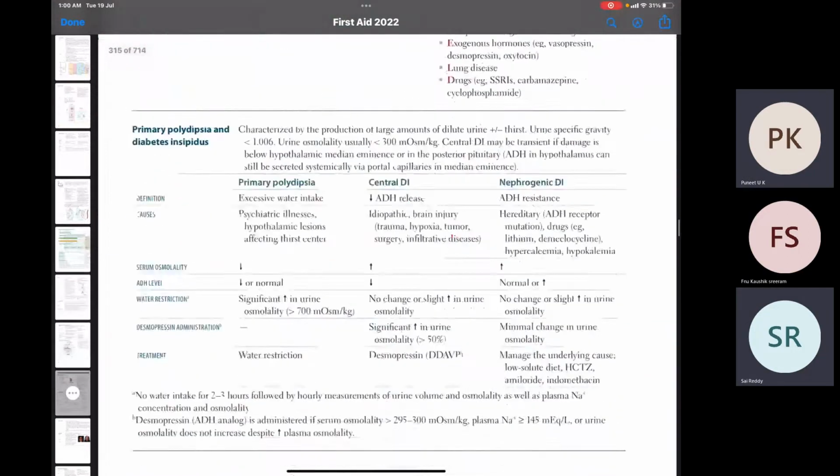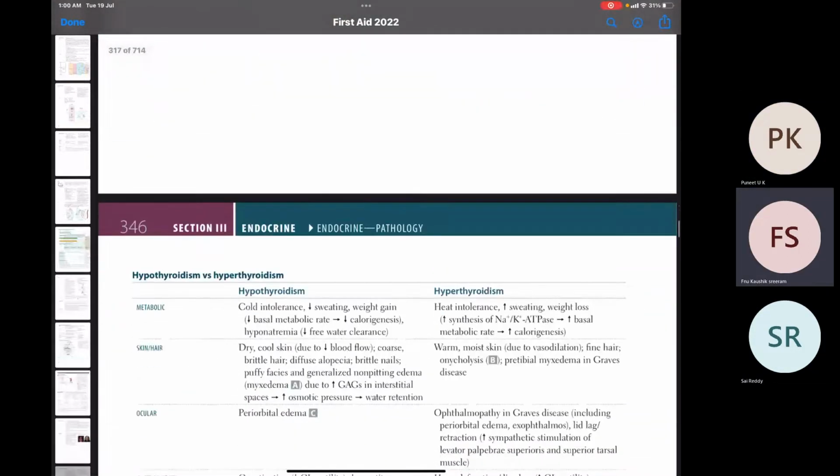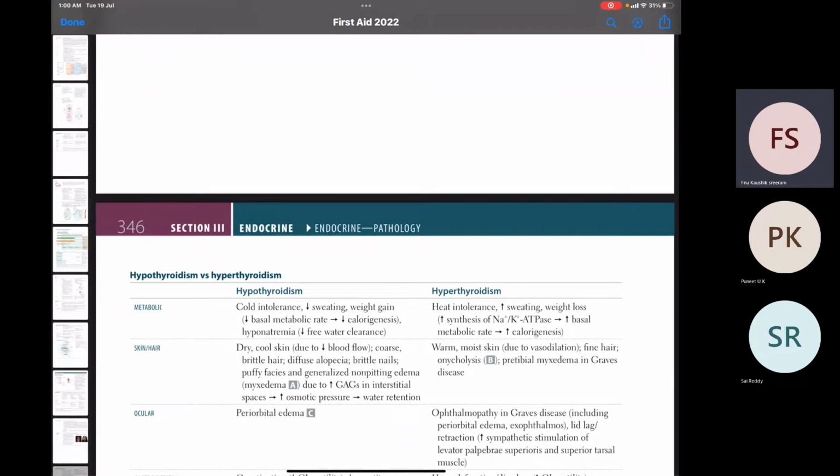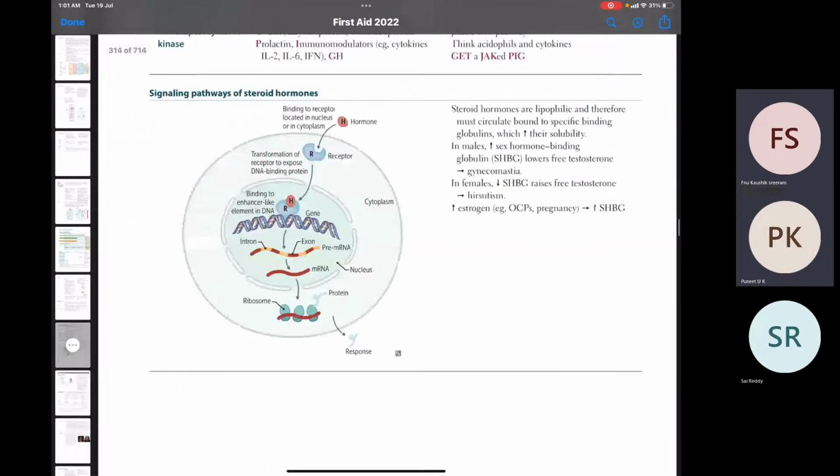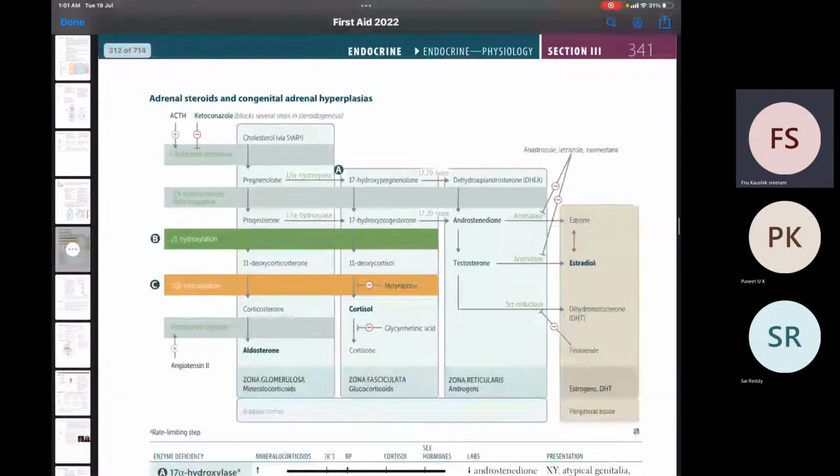Now tell the actions of T3 and T4. Kaushik, you tell T3. Sai, you tell T4. T3 has the main functions. It will increase metabolism.